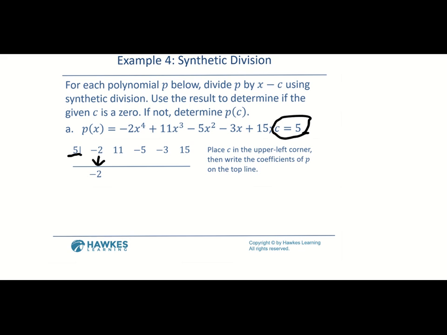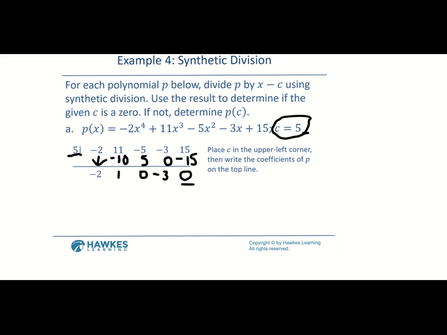Now, 5 times negative 2 gives me a negative 10. And then we add those two together, so I get a 1. 1 times 5 is 5. Negative 5 plus positive 5 would give me a 0. 5 times 0 is 0. Negative 3 plus 0 is negative 3. And 5 times negative 3 is negative 15. So we get a 0 there. And really, when you get a 0 in this last box, it means that there's no remainder.